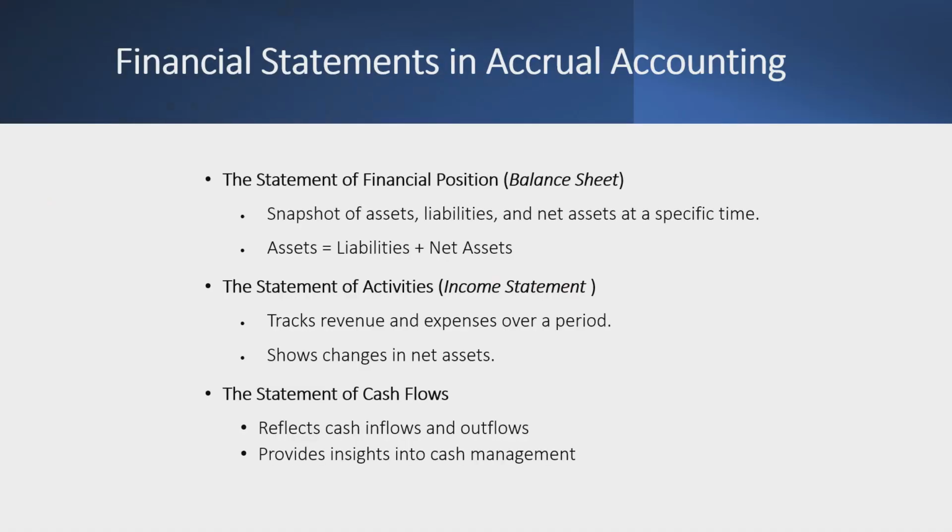Financial statements in accrual accounting include 3 key reports. The statement of financial position, or balance sheet, provides a snapshot of assets, liabilities, and net assets at a specific point in time. Following the equation, assets equals liabilities plus net assets. The statement of activities, or income statement, tracks revenue and expenses over a period, showing changes in net assets. Lastly, the statement of cash flows reflects cash inflows and outflows, offering valuable insights into cash management and liquidity.